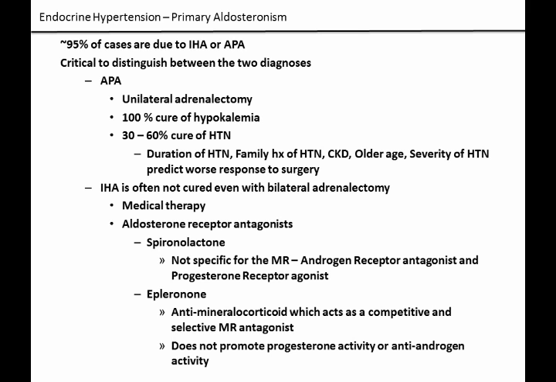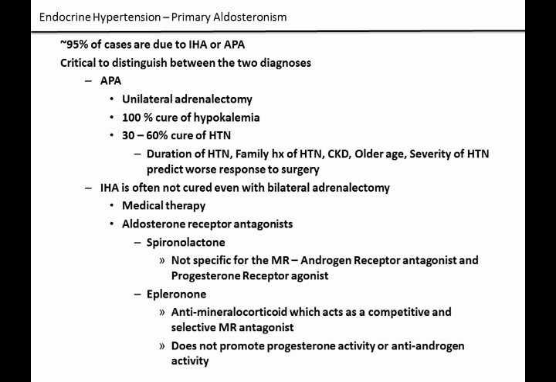You don't cure everyone's hypertension, and there's reasons to expect in older patients that they're going to have some underlying essential hypertension. But it won't be that aldosterone-mediated hypertension anymore. And so it may have less CVD and CKD risk. IHA, on the other hand, is not cured even with bilateral adrenalectomy, so we use medical therapy.